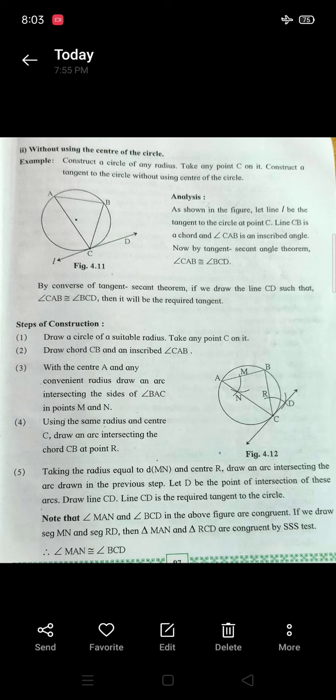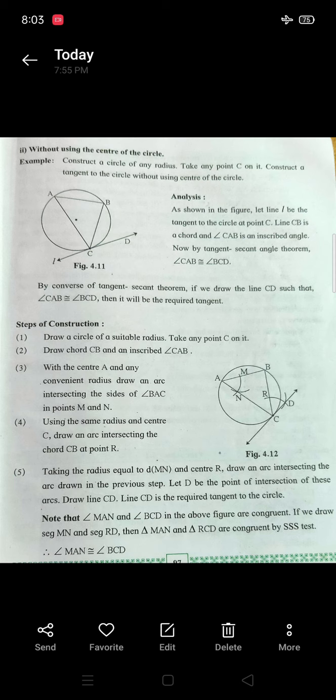Now second is that without using the center of circle, construct a circle of any radius, take any point C on it. Construct the tangent to the circle without using the center of circle. How to draw it without using the center of circle? This is also very simple.